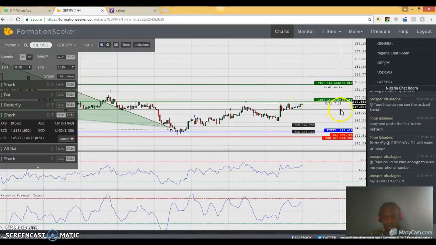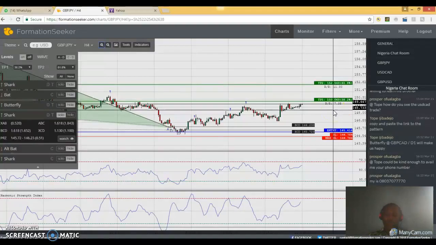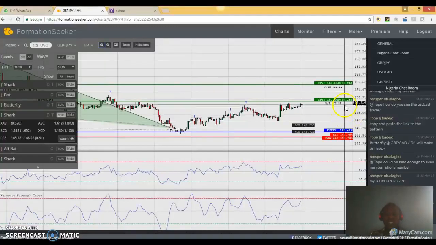Now look at the most interesting thing. The risk reward of this trade is 7.35. In other words, if you're risking 10,000 naira on this trade, you should be getting a risk reward of 7.35. That means if you're risking 10,000 naira, you should be getting about 73,500. Is that not wonderful? Now you know what you are risking from the beginning, because Formation Seeker gives you your risk reward. That's what we call it, RR. Pardon my pronunciation of the R.